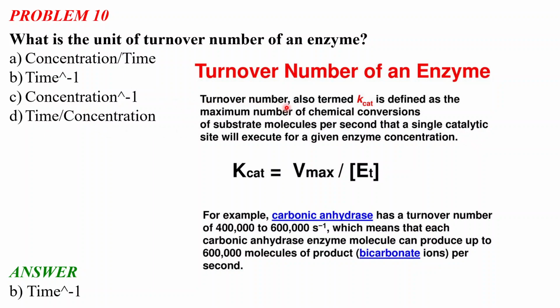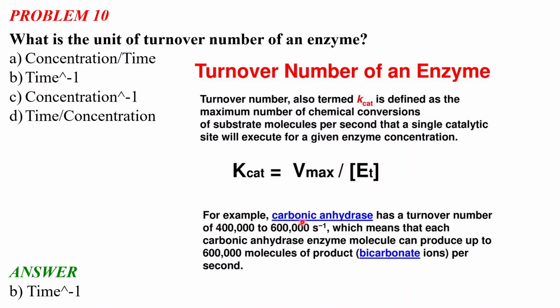Again, I am saying turnover number, also termed as kcat, is defined as the maximum number of chemical conversions of the substrate molecules per second that a single catalytic site will execute for a given enzyme concentration. So kcat equals Vmax by ET, which is the particular enzyme concentration.